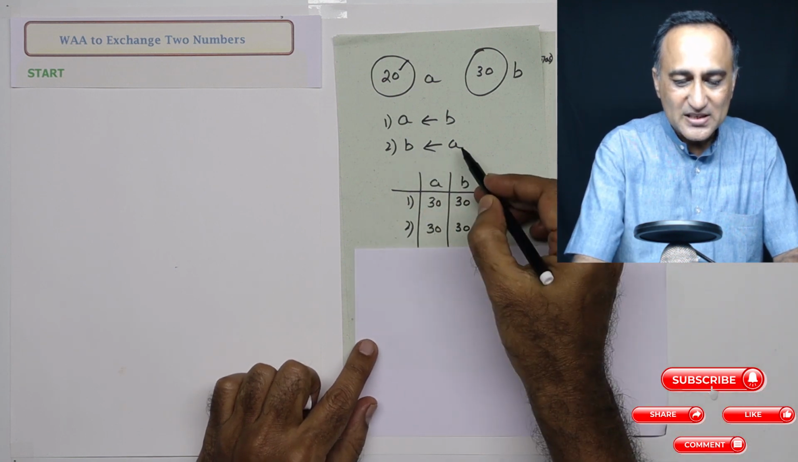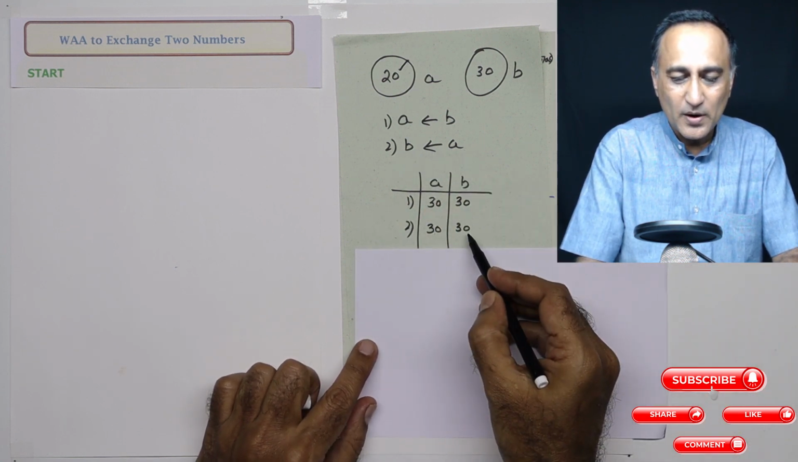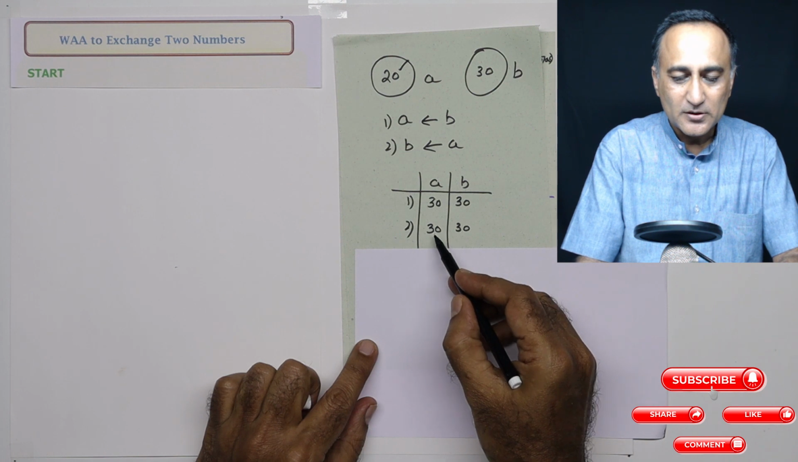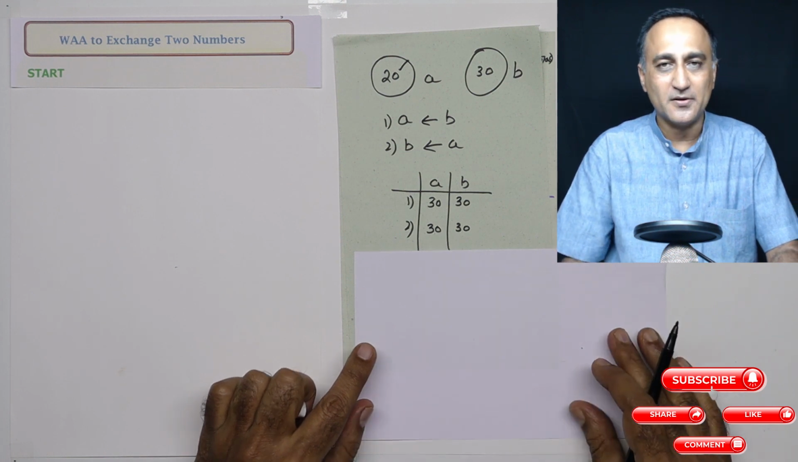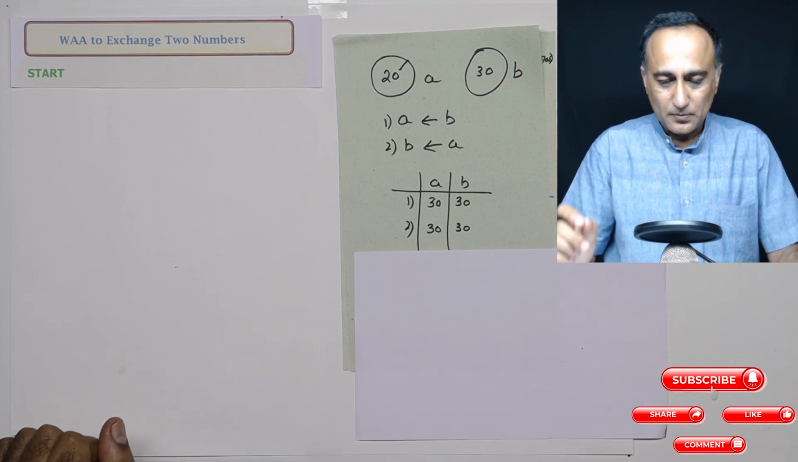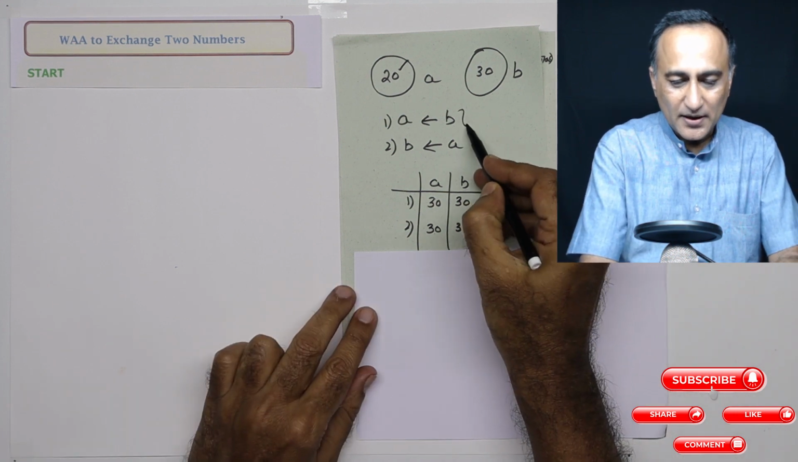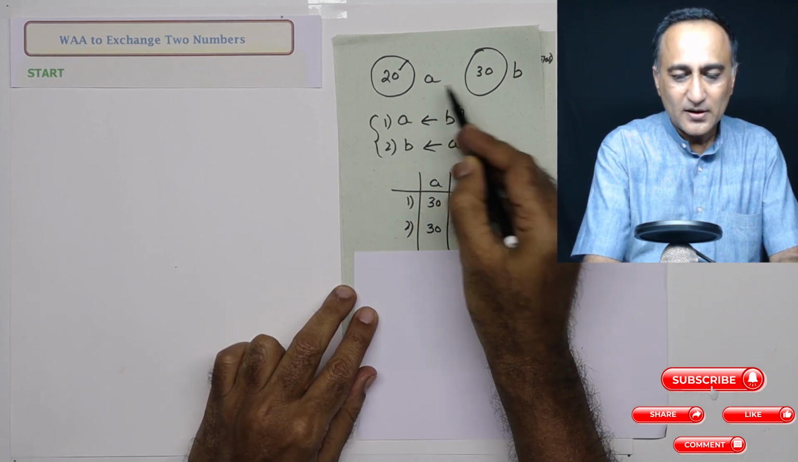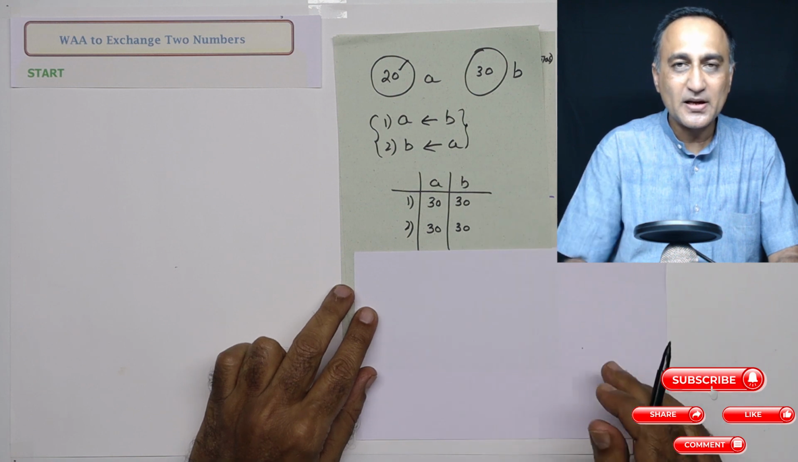Then when you do B is assigned the value of A, you are simply copying the 30 back to B. So do not think you can exchange the values of two memory locations by this particular logic.